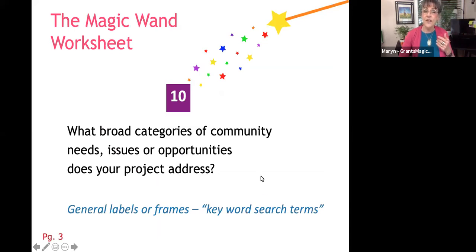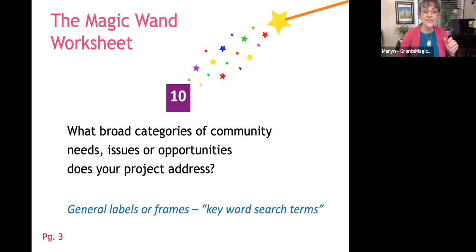Question number 10 says, what broad categories of community needs, issues, or opportunities does your project address? And what we're really asking here is, when you look at your project plan that you've developed through questions 1 through 9, what are the different aspects of that plan that you can pull out and highlight that are going to connect with the funding interests of different groups of grant makers? In other words, keyword search terms.